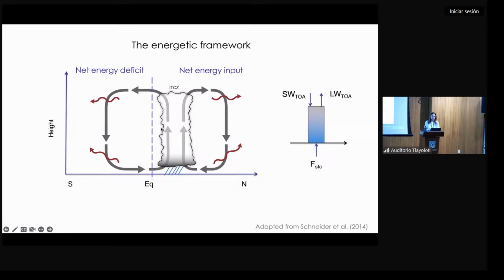And it does so by shifting further poleward, if it was already in the northern hemisphere, the ITCZ, so that it can transport more energy across the equator.